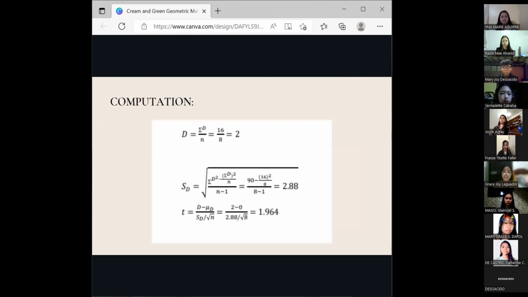Ito naman po ang gagamitin natin sa pagkuha ng mean of difference, standard deviation, and the t-value. So, we have the mean of difference, which is 2, then the standard deviation, which is 2.88, and lastly, the t-value is 1.964.